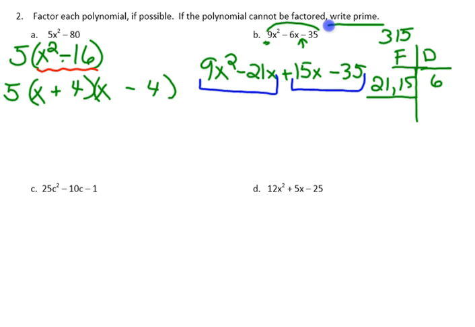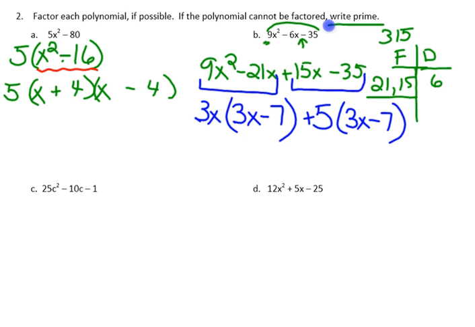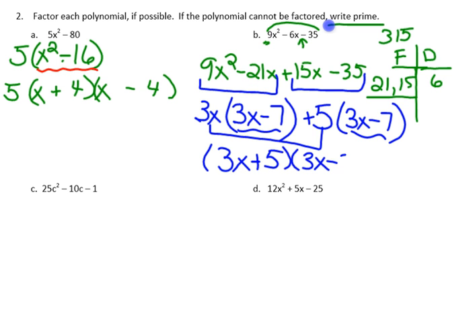You could have written it as plus 15 and minus 21 as long as you can still pull a common factor out. So my common factor here is going to be a 3x. So that leaves me with 3x minus 7. Over here, my common factor is going to be a 5. So 5 times 3x minus 7. As long as these match, then you put those two coefficients together. So 3x plus 5, 3x minus 7.